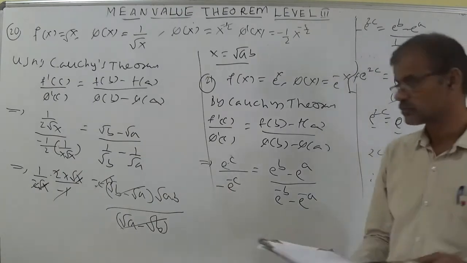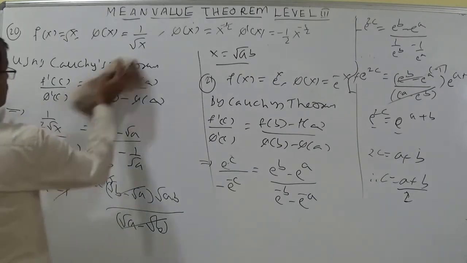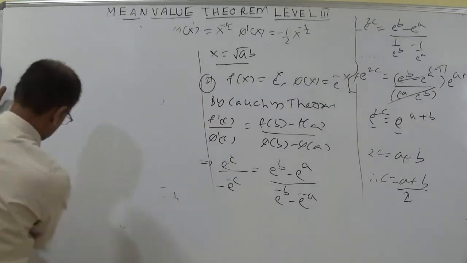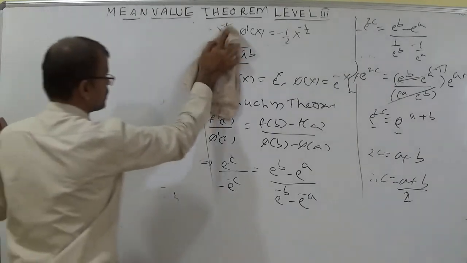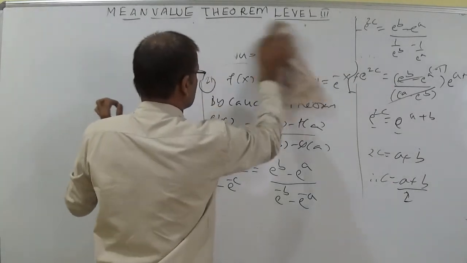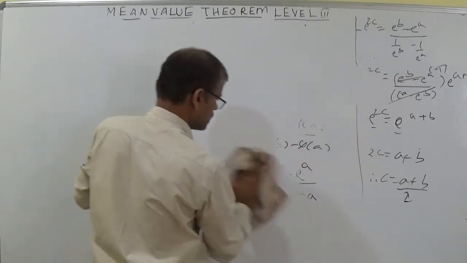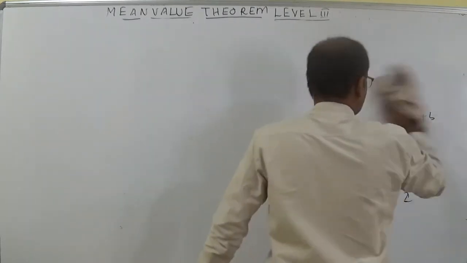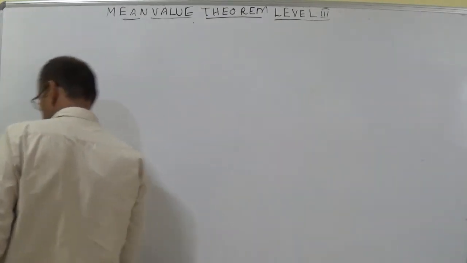Third option. Next, the last sum of level 3 questions. In level 3 total 22 sums are there. They depend upon everything discussed: Rolle's, Lagrange's, Cauchy, but the intermediate mean value theorem, whenever you get c is equal to a plus b by 2, you can say that it is an intermediate mean value theorem. So every topic covered in level 3 is depended upon.